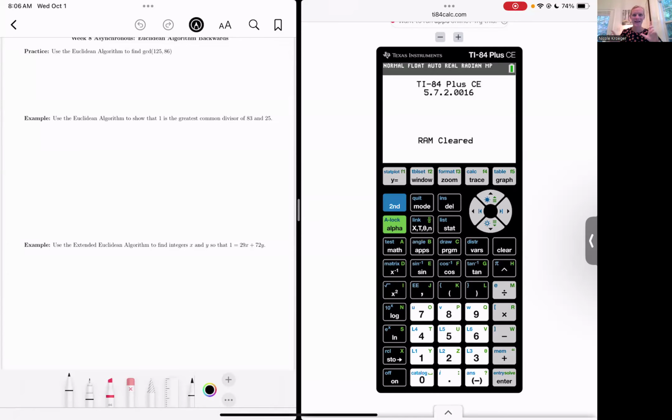Sorry with the split screen here. I'm going to try and remind you how to do this on the calculator. So the left-hand side looks a little small, I'll make it bigger after we use the calculator.